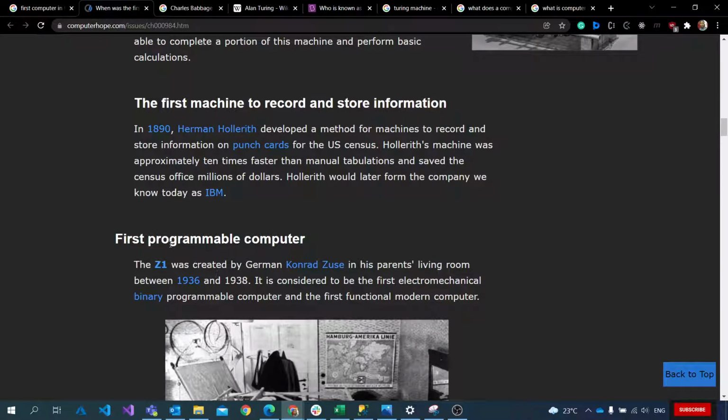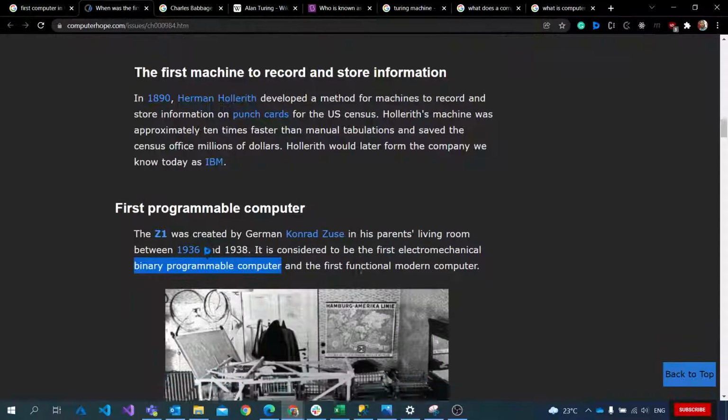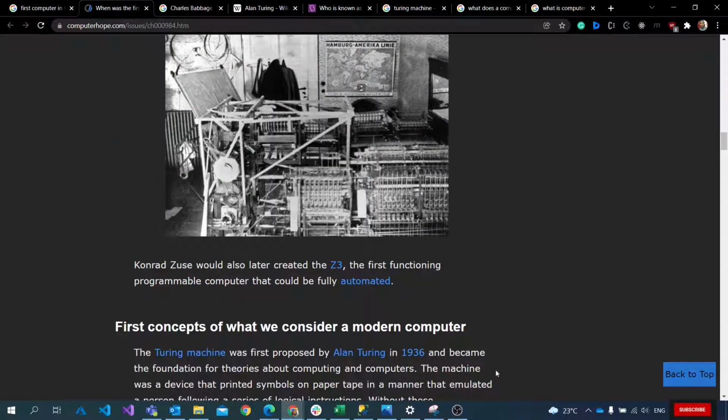The first programmable computer apparently is the Z1, and this thing actually understands binary. It's called an electromechanical binary programmable computer. As I mentioned, it was through the presence of electric current, or not. Then it looks like there were a couple of upgrades there.